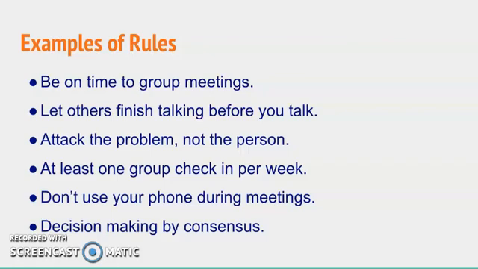Another rule might be to let people finish talking before you talk. You would write that down. If you ever go to an academic senate meeting, that is a rule. You cannot talk over somebody, and you will get shut down if you talk over somebody. Another rule that you could write down is to attack the problem, not the person. That means you don't talk about the personal stuff. You're focusing on the problem at hand that's being talked about in the meeting.